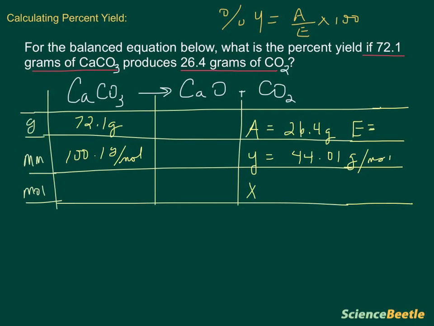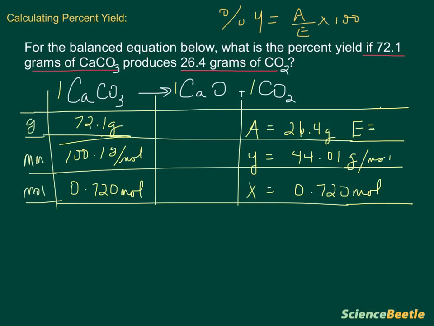So all I need to do now is take my 72.1 and divide it by 100.1 over here on the left-hand side of the equation. The reason I do that is because I want to figure out how many moles 72.1 grams really is. Once I get that information, I can then find the number of moles of the carbon dioxide using a mole ratio. The number of moles here for calcium carbonate is going to be 0.720 moles. Since the mole ratio here is 1 all the way across, 1, 1, and 1, I know that the number of moles for carbon dioxide is 0.720 moles as well.